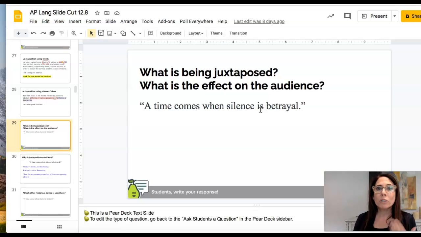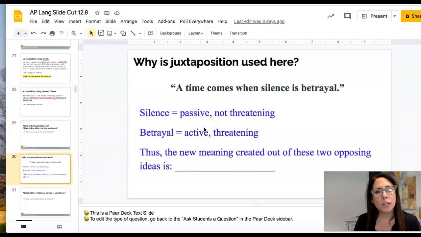What is this metaphor juxtaposing? The metaphor is juxtaposing silence and betrayal, two different things, to show blank in order to push the audience to think blank and deliver the message of blank. You have half your paragraph done. But so here, whether or not we go with juxtaposition or metaphor, let's break this down. Silence being passive, not threatening. Betrayal, the exact opposite in its meaning, active and threatening.